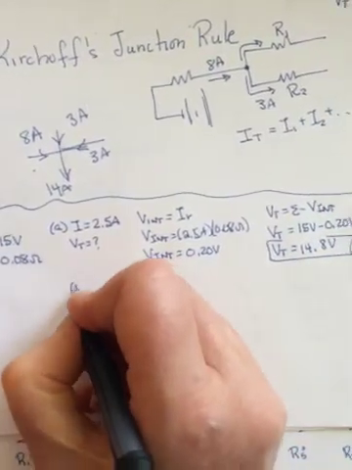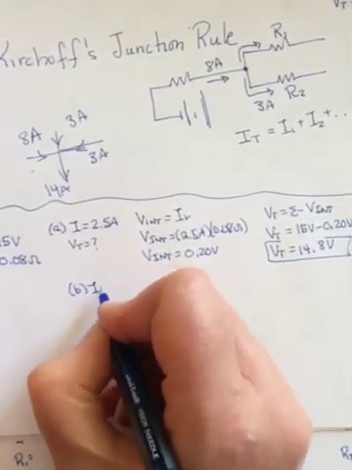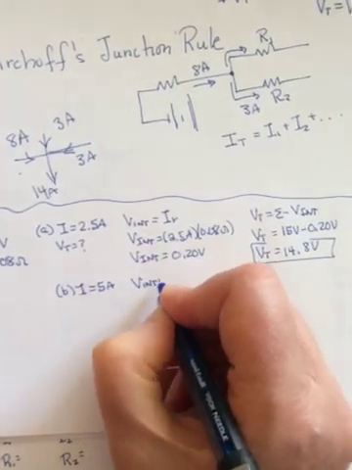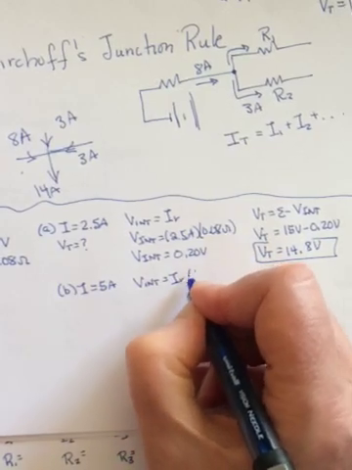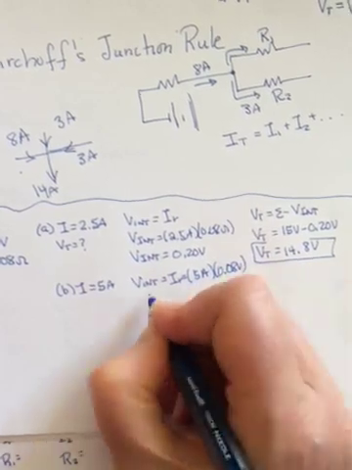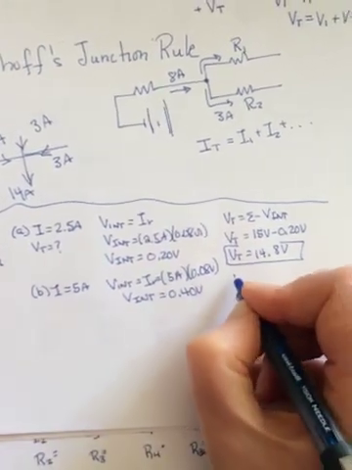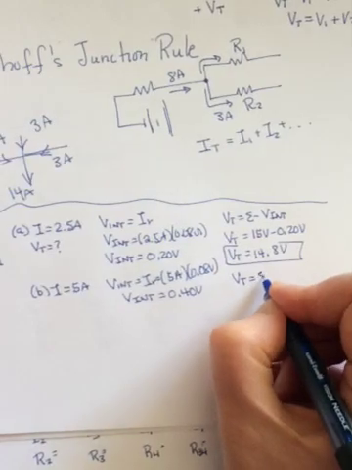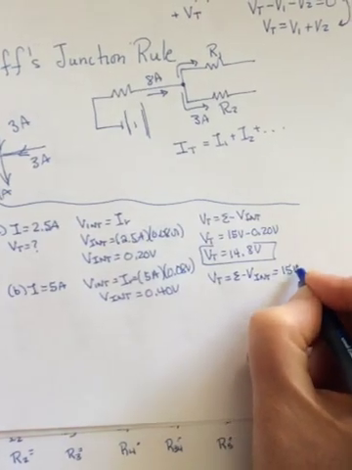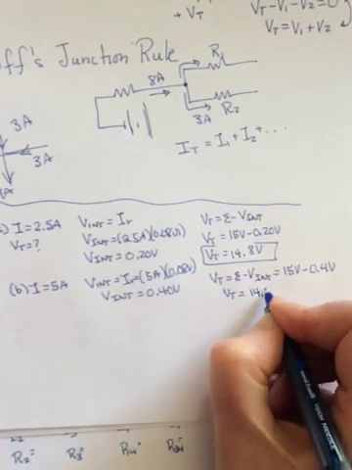Part A. Part B says, what is the terminal voltage when the current is increased to 5 amps? So now I is 5 amps. So I'm pretty sure that's going to make V internal twice as much, right? 5 amps times 0.08 should be 0.4. And so then V terminal is equal to EMF minus V internal. So 15 volts again, but this time minus 0.4. And so you should get 14.6.